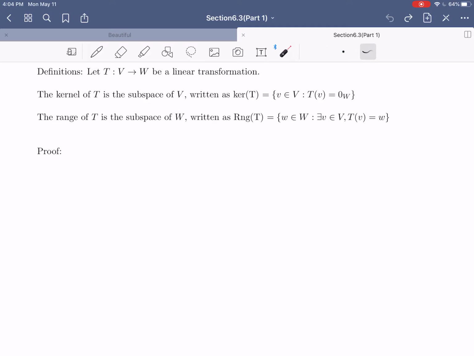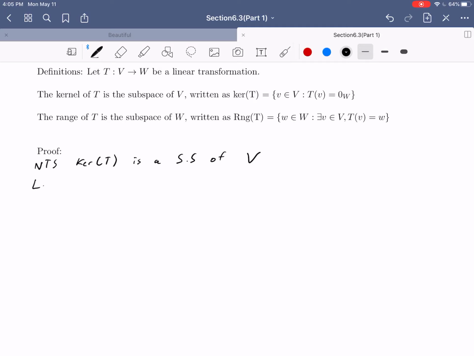So we'll start with the proof of this guy here. We need to show that the kernel of T is a subspace of V. Certainly it is a subset of V, because everything in the kernel is going to be inside of V. So what do we need to show that something is a subspace? Well, this stretches all the way back to what we discussed in section 4.3. Remember, to show something is a subspace, you need to show that it is closed under addition and scalar multiplication.